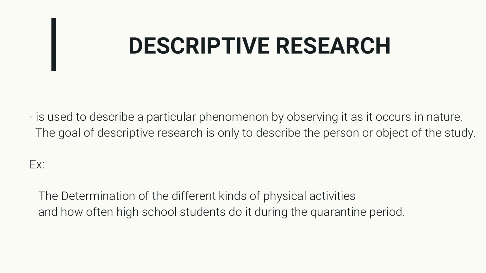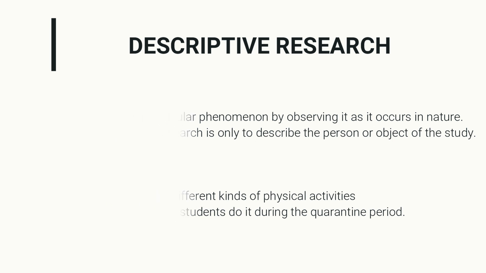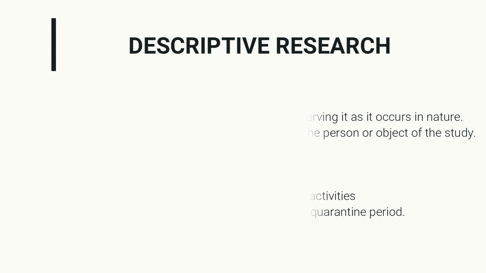As you can see, it describes or determines the different kinds of physical activities and how often high school students do it during the quarantine period. So you can see that they don't have any kind of relationship, it just wants to describe the different kinds of activities and how often high school students do it during the quarantine period. It doesn't do any cause and effect, any relationship, and doesn't involve any experimental design.